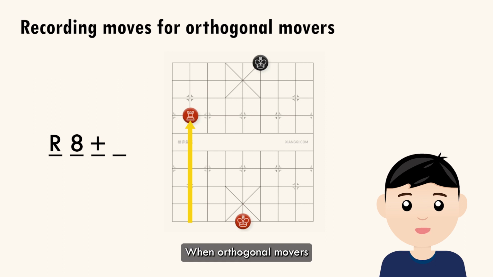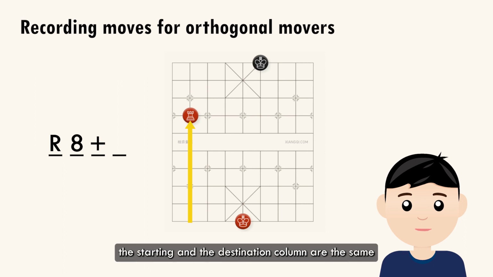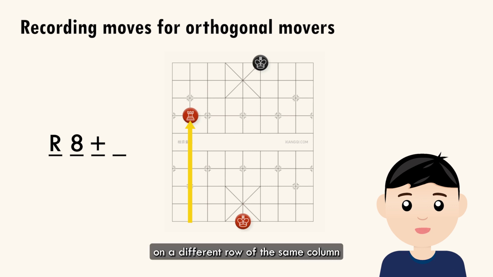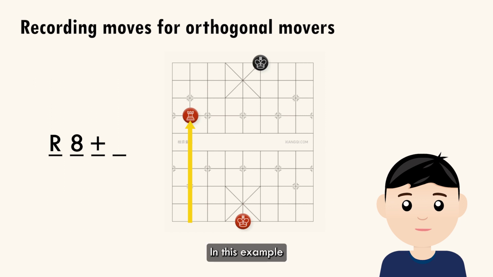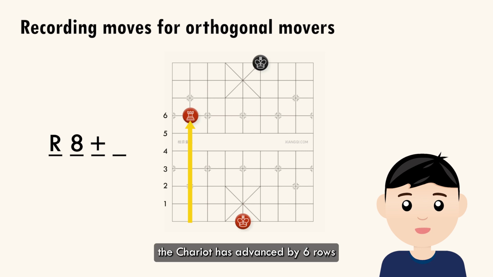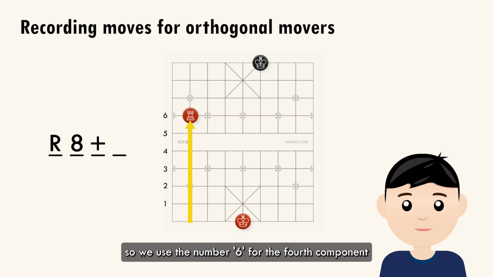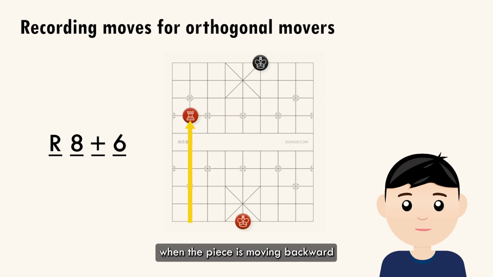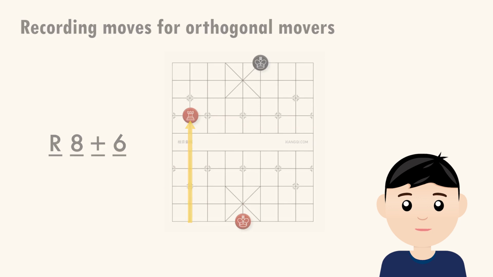When orthogonal movers are making a vertical movement, the starting and the destination column are the same. We need another way to mark the destination. Because the piece is now on a different row of the same column, we can count the number of rows it has moved from its original position. In this example, the chariot has advanced by 6 rows after its movement. So, we use the number 6 for the fourth component. The same rule applies when the piece is moving backward. After we combine the components together, we have successfully recorded the move as R8 plus 6.